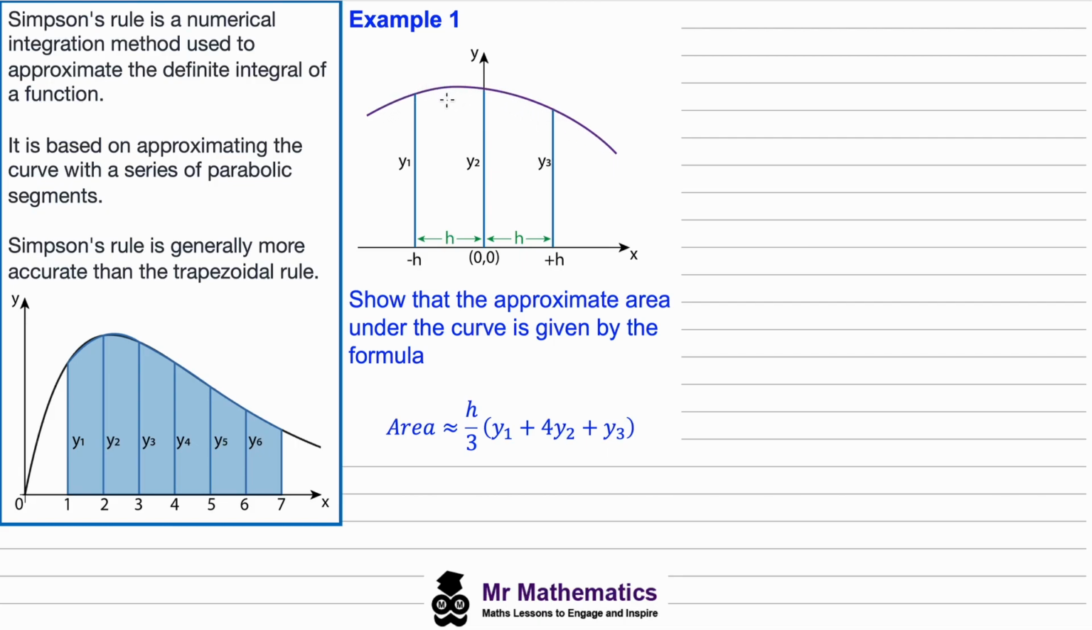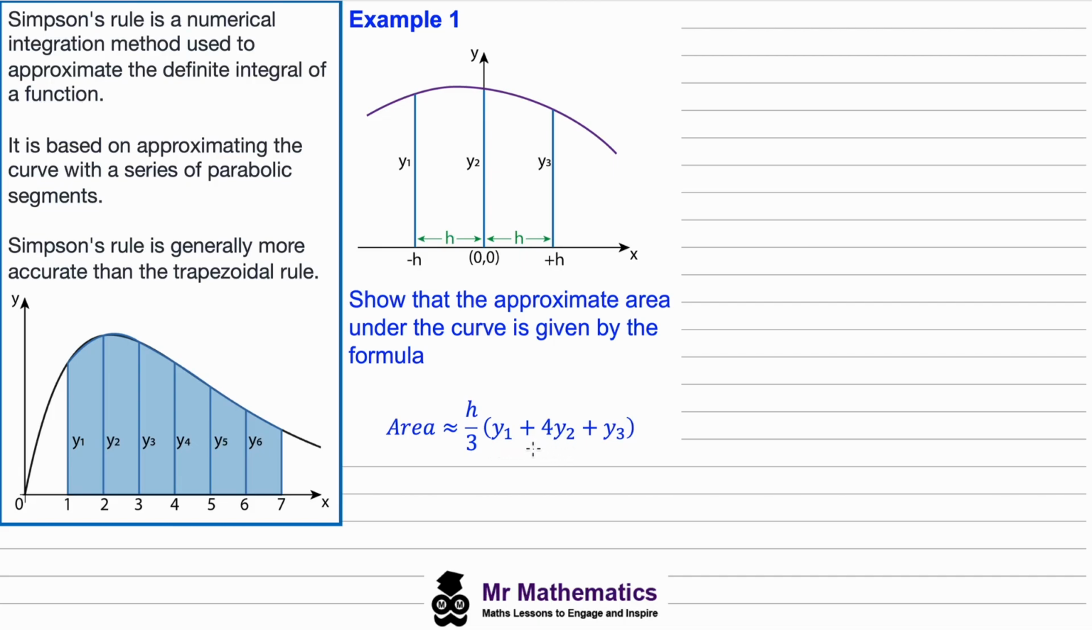So if we look at example 1, we've been given this curve, let's say this is f of x, and we've broken it up into two strips when it's centered on the y-axis. We've been asked to show that the approximate area under the curve is given by this formula, and this formula is Simpson's rule when we have two strips. So we're going to prove this.